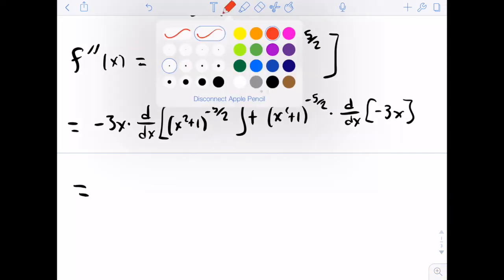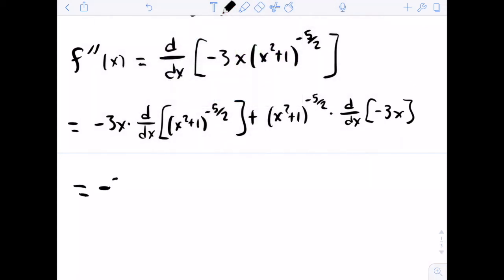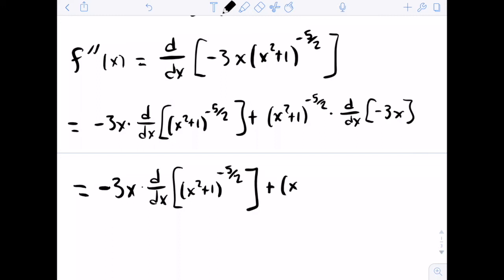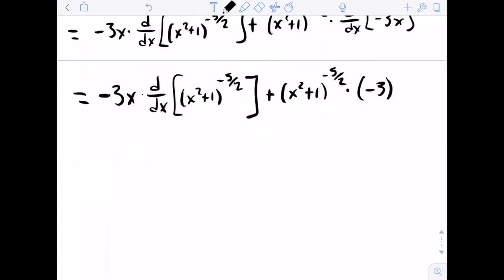So we'll rewrite this as negative 3x times, we'll keep this the same for now, d by dx of x squared plus 1 to the negative 5 over 2. Then we've got plus x squared plus 1 all to the power of negative 5 over 2 times the derivative of negative 3x, which is just negative 3. Okay, and now we have to take the derivative of this thing.